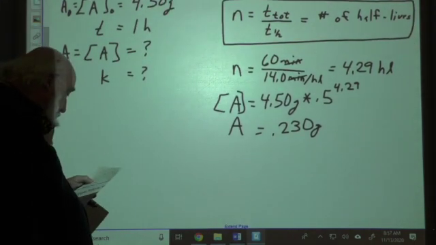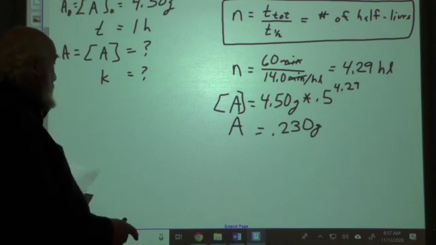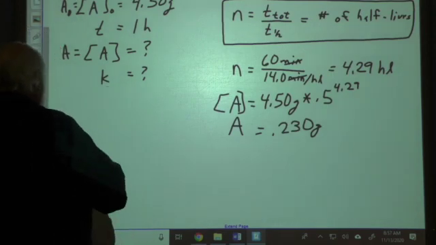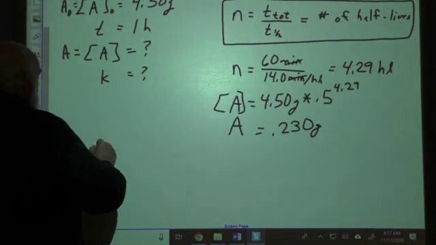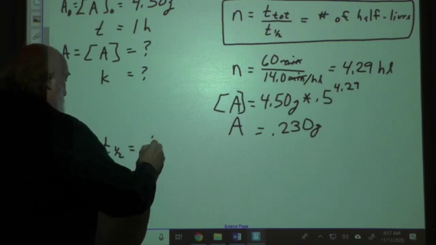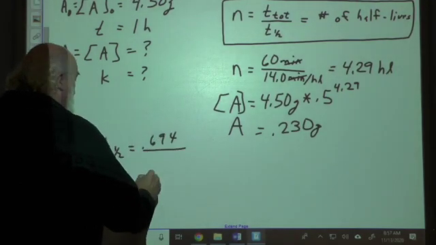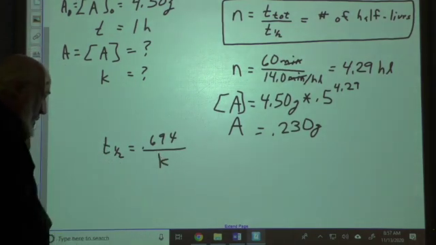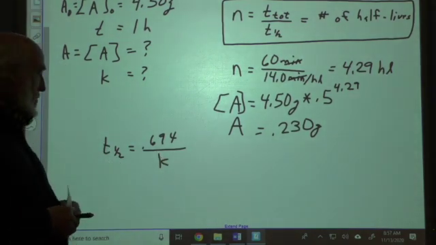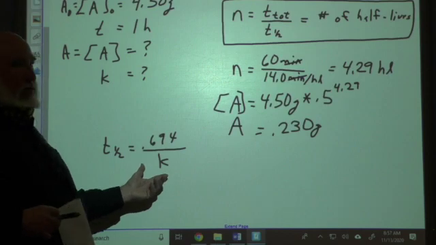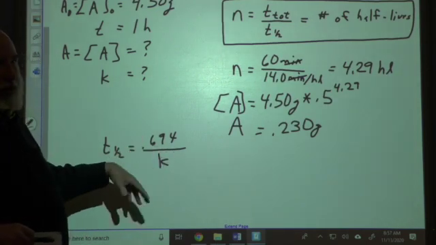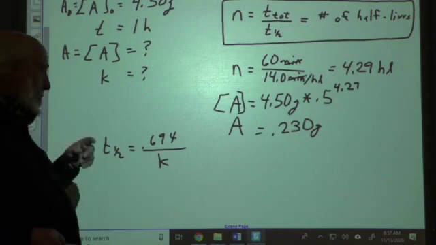Now, we haven't finished yet, we haven't found K yet, so we know that K is found in the half-life formula, which is T1/2 equals 0.694 over K. And in arithmetic, we need to get the K out of the denominator. You've got to be careful on this. Don't divide both sides by 0.694. That still leaves the K in the denominator.